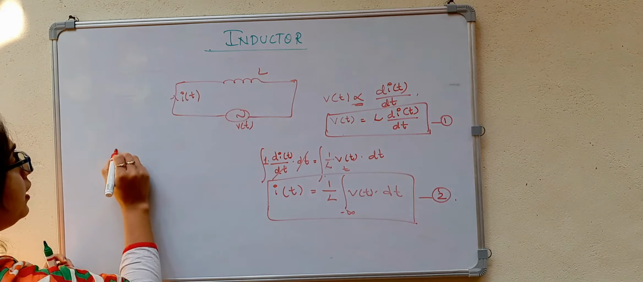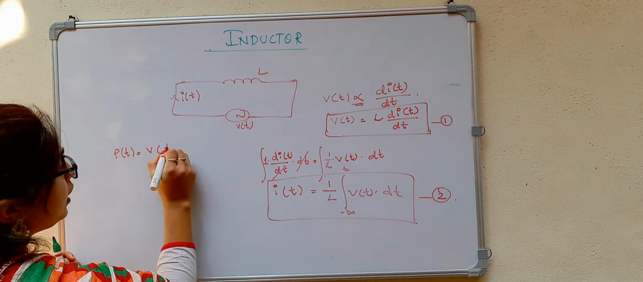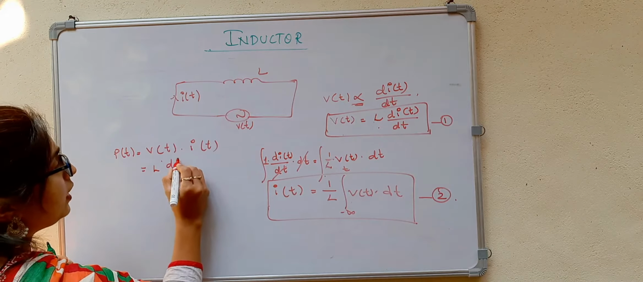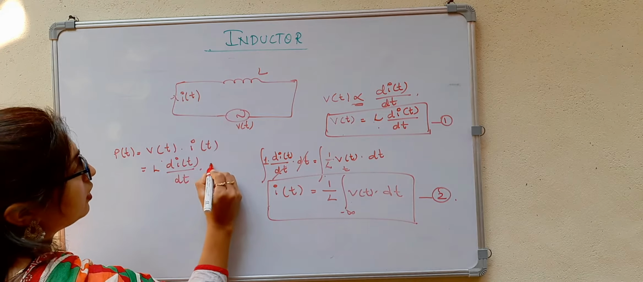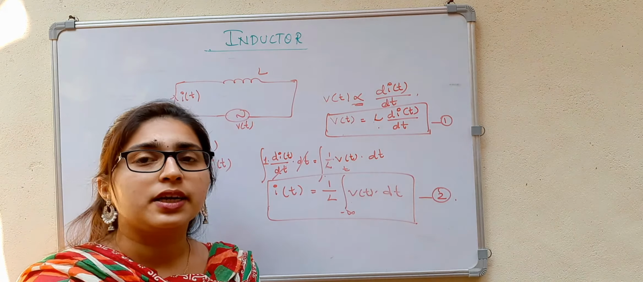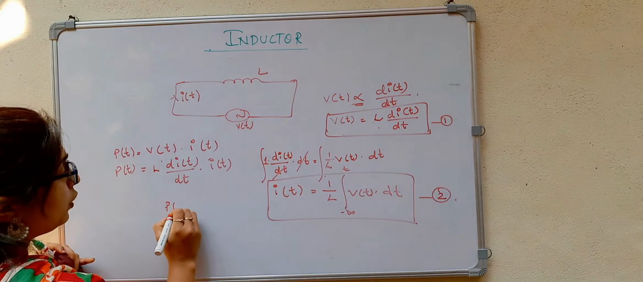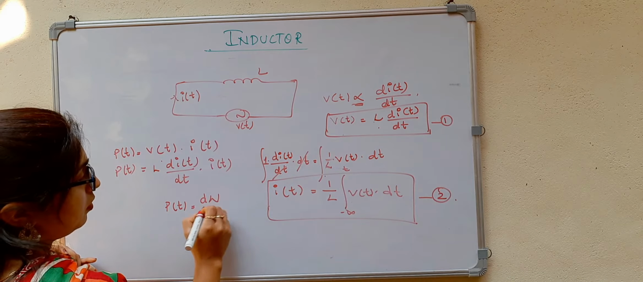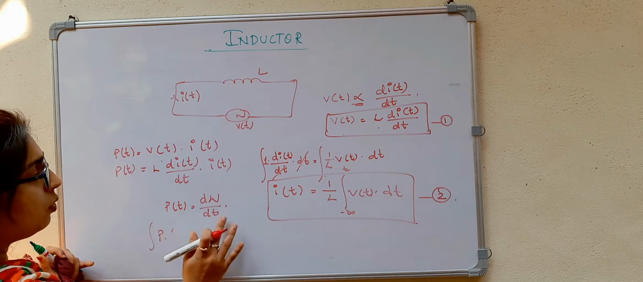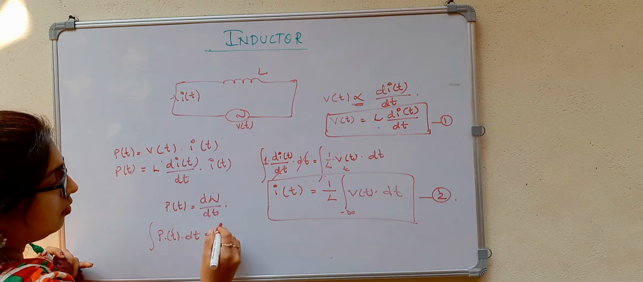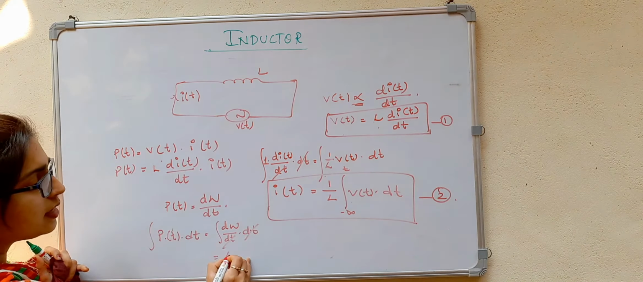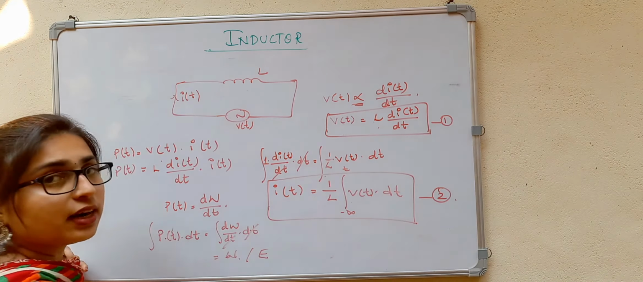So what is the power then? P of t equals V t into i t. V t is L di t divided by dt, times i t. We also know that power is the rate of doing work, so integrating on both sides, you will get W. This can also be considered as energy.